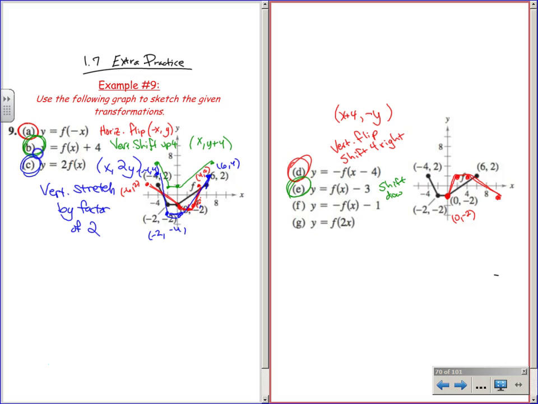Shift down 3. Can you keep going, Nehemiah? What would your point be? Make your representative point. Got it. What happens to the x? Stays the same. X and y minus 3.